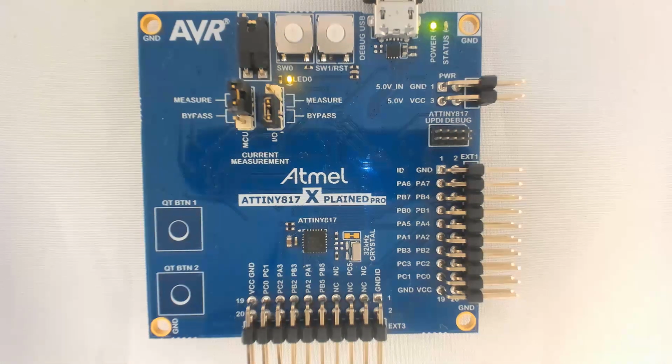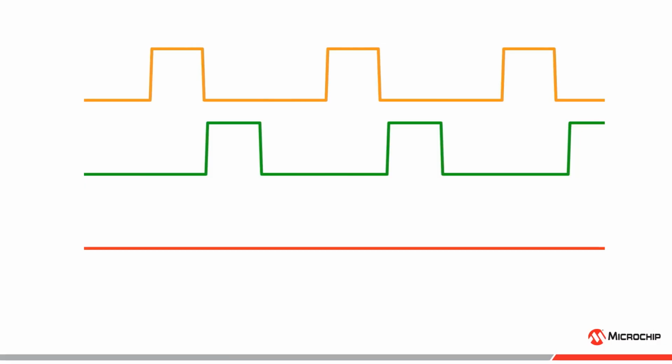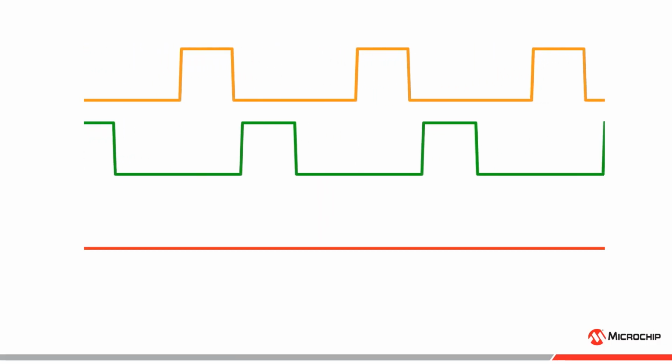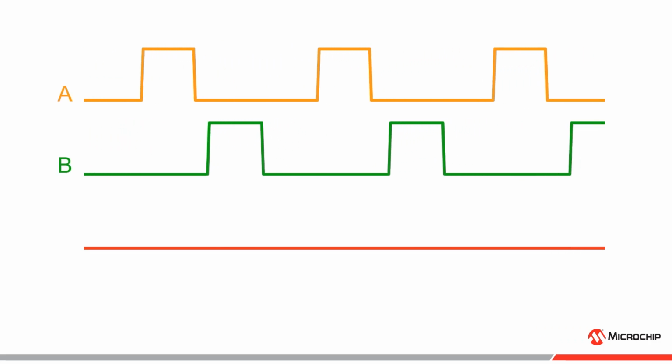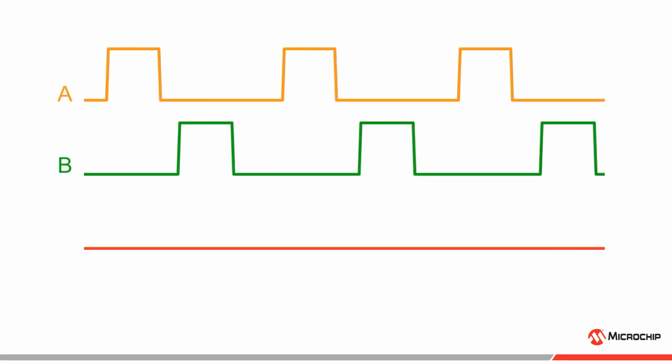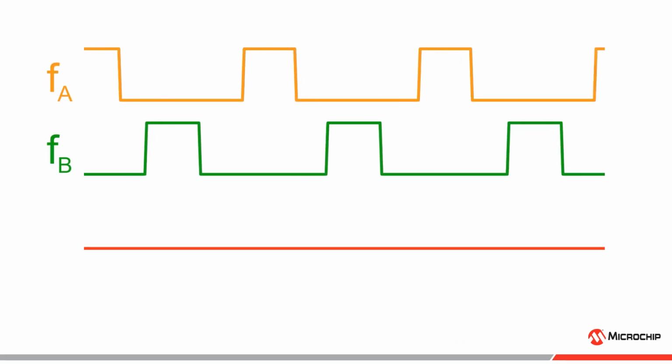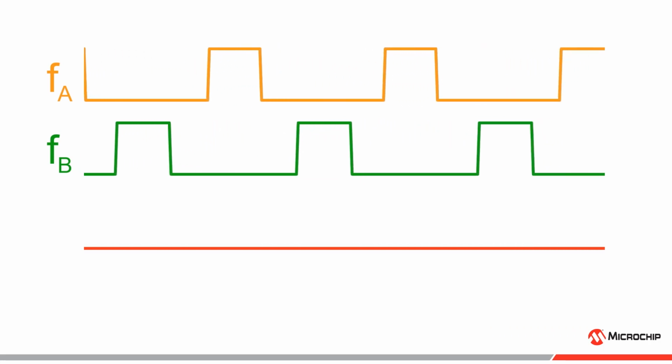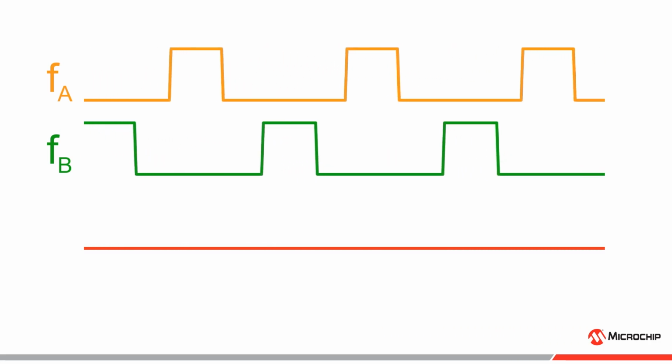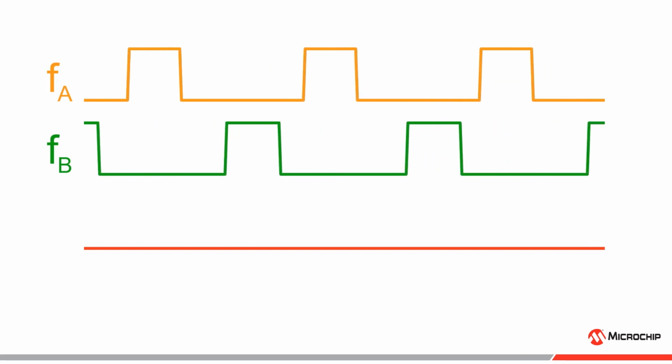To improve on this implementation, we can use Core Independent Peripherals to reduce the energy consumption and free up the CPU. Before showing the example though, an explanation of the working principle behind the implementation is necessary. Say you have two square wave signals A and B with the same duty cycle but with different frequencies FA and FB. Notice how the difference in frequency causes the signals to drift relative to each other over time.